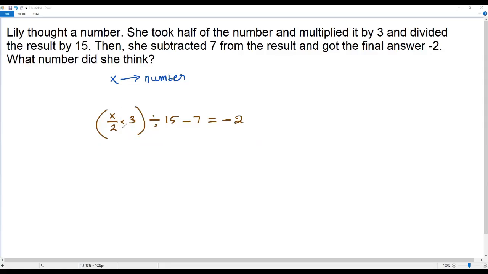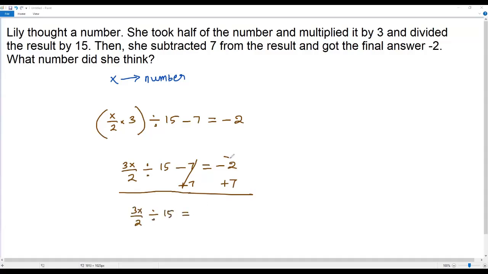So x over 2 times 3. We multiply x and 3, and we get 3x over 2 divided by 15, minus 7 equals -2. To solve for x, first let's get rid of this -7. For that we add 7 to both sides. The -7 and positive 7 cancel out. I get 3x over 2 divided by 15 equals, when I combine -2 and positive 7, just 5. Also, I assume this 15 as 15 over 1.